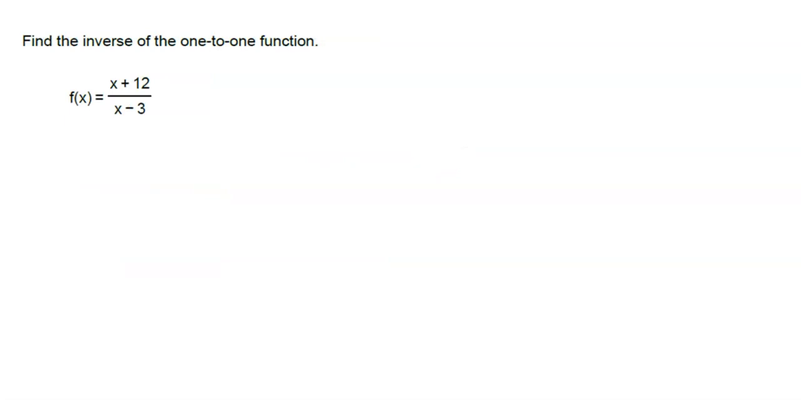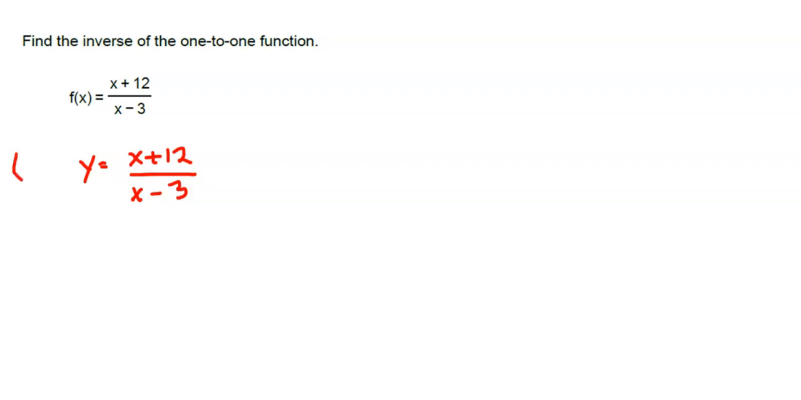To find the inverse of this function, we're going to do a slight notational change to make this easier for us. Instead of f of x, we'll say f of x means the same thing as y. So y equals x plus 12 over x minus 3. The next step is going to be to try to solve for x. In other words, rewrite this expression so it says x equals, not y equals.